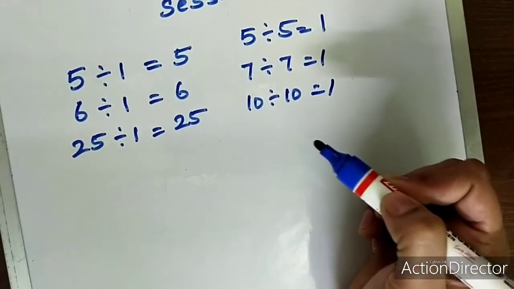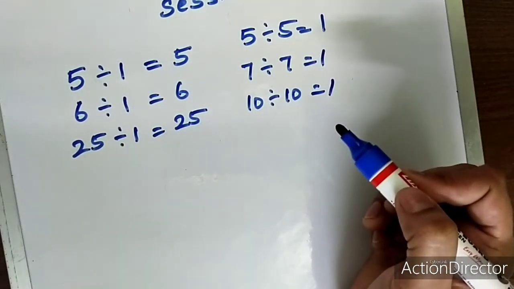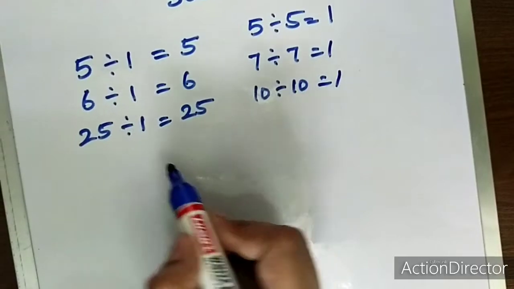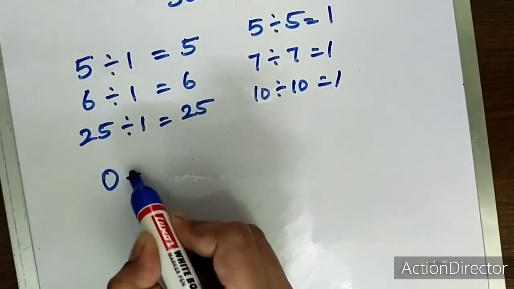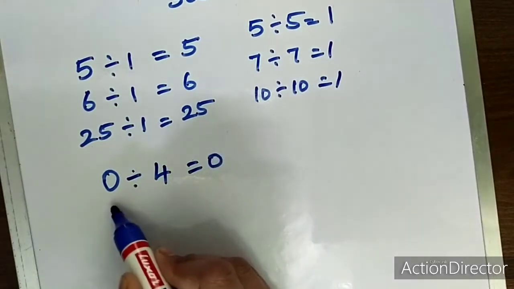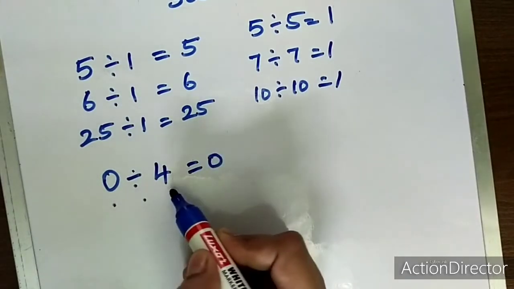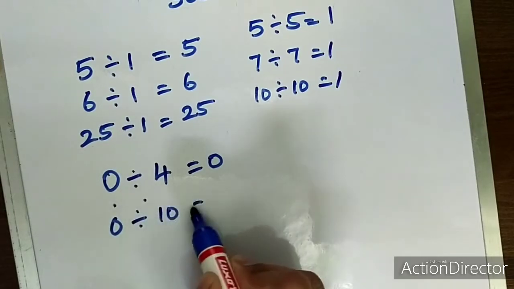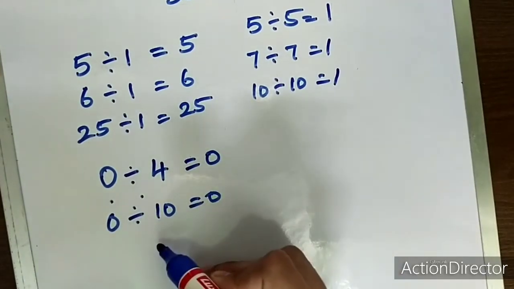And what is the third property? 0 divided by any number gives the quotient as 0. When the dividend is 0, the quotient will be 0 itself. 0 divided by 4 will be 0. 0 divided by 10 will be 0. This is the third property.